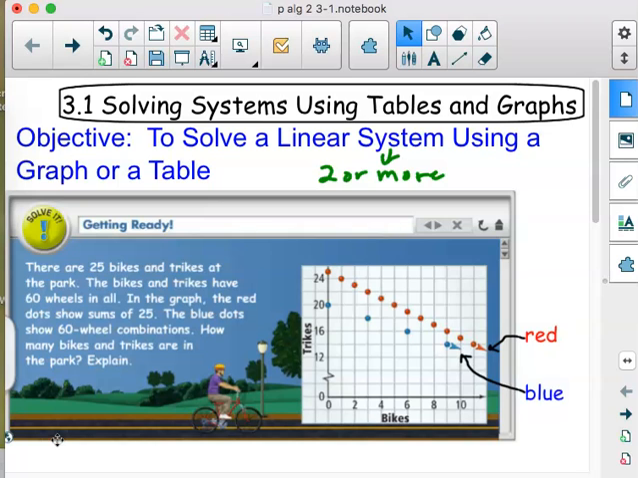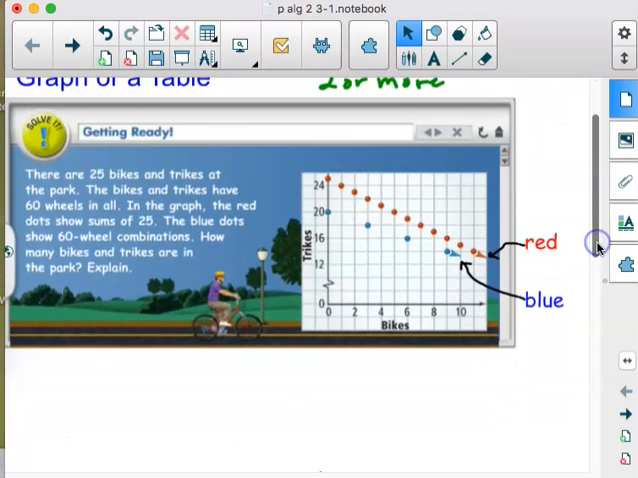We're going to take a couple of days with this one so we become really good at it. And let me show you here a problem that would be something that we could use this for. It says there are 25 bikes and trikes at the park. So altogether, when you add the bikes and the trikes together, you get 25. The bikes and trikes have 60 wheels in all. So then you start thinking, okay, bikes have 2 wheels, trikes have 3 wheels.